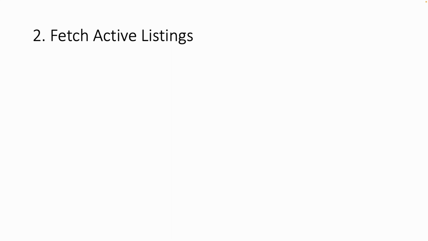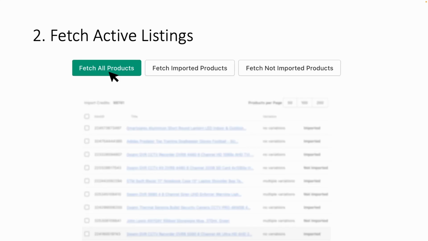After resolving that issue, I worked on feature number 2, which was fetching the active listings. This was easier to complete, so when a user clicks fetch all products, it would get all their active listings from their eBay account. When an import is complete, the application stores the imported item IDs and Shopify product IDs, which can then be used to filter out whether an item has been imported or not. And this is an image of how it looks right now.